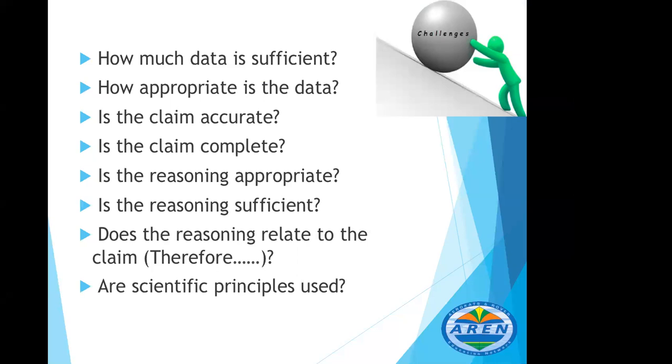The other one is: is the claim complete? Did you really answer your question completely? Also, how appropriate is the reasoning that's used? How sufficient is the reasoning? Kind of like, I think that one kid in the Errors Matter did a nice job of going back to the characteristics of matter, but not all of the characteristics of matter. And then, does the reasoning relate to the claim? When you look at your data and you start getting ready to write your claim, I put in there, therefore, do they relate to one another?